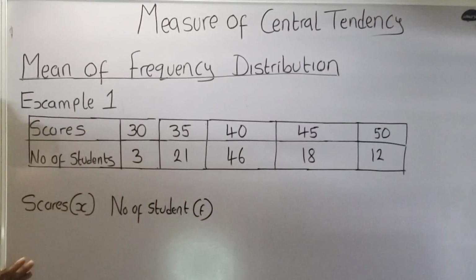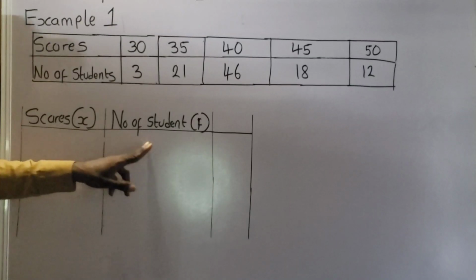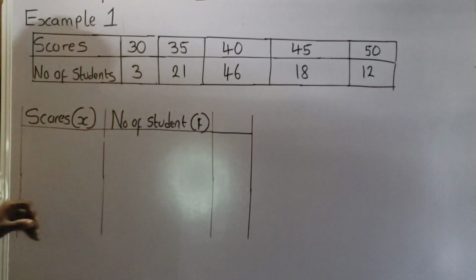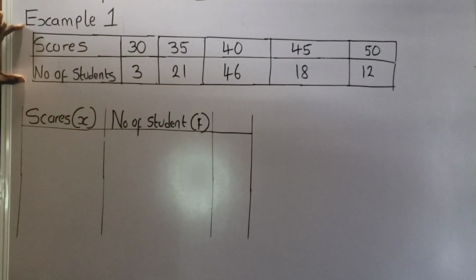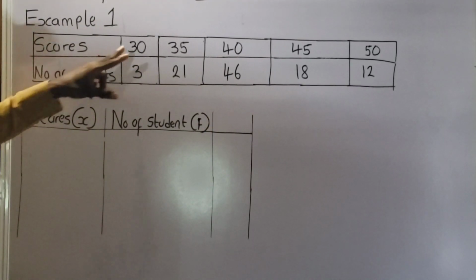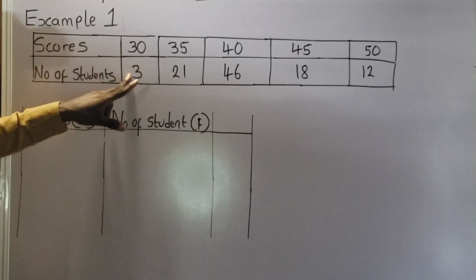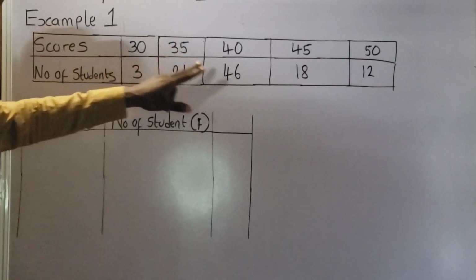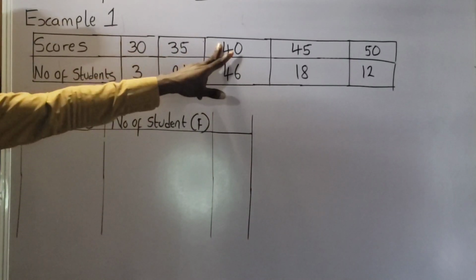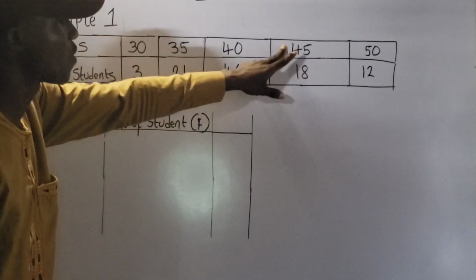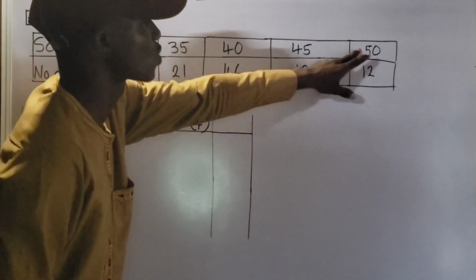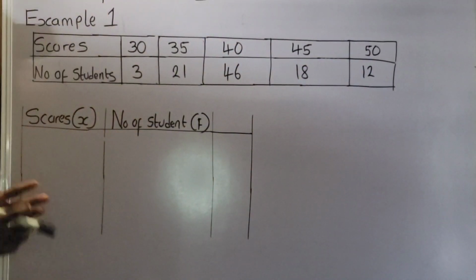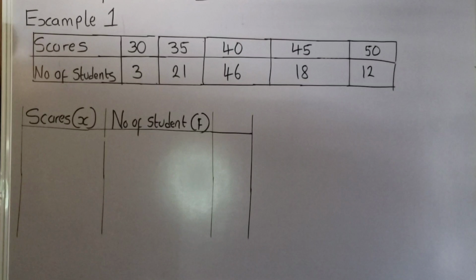So the scores is x and the number of students is f, because from this frequency distribution we can see that 3 students scored 30, 21 students scored 35, 46 students scored 40, 18 students scored 45, and 12 students scored 50. So frequency distribution tells us the number of times our data occurs.